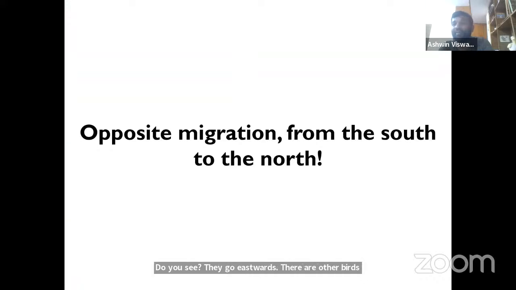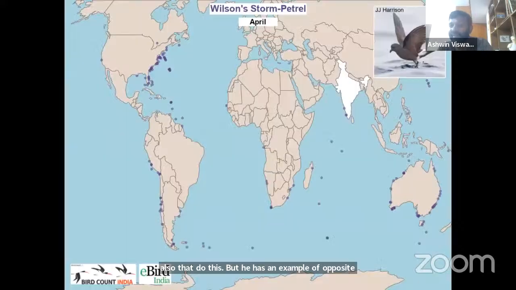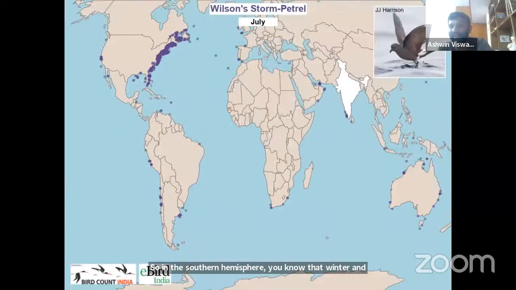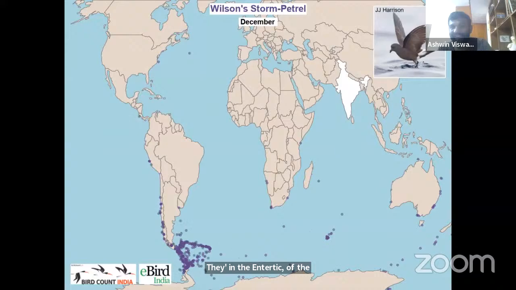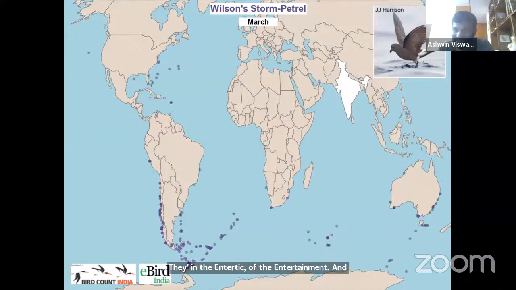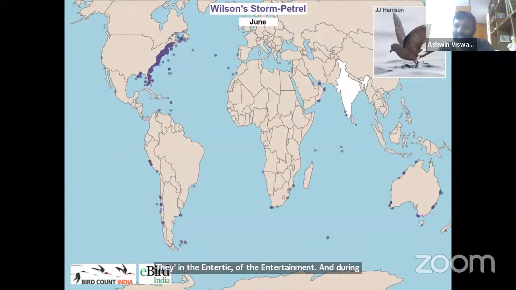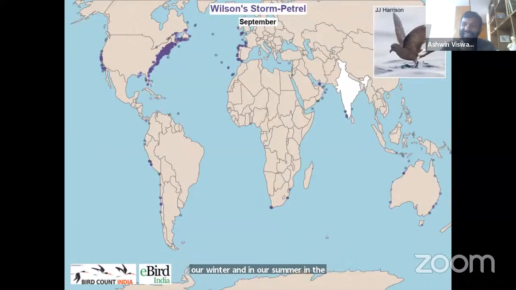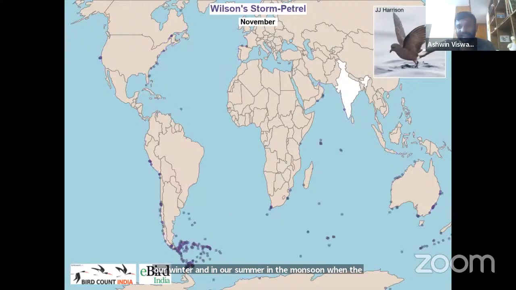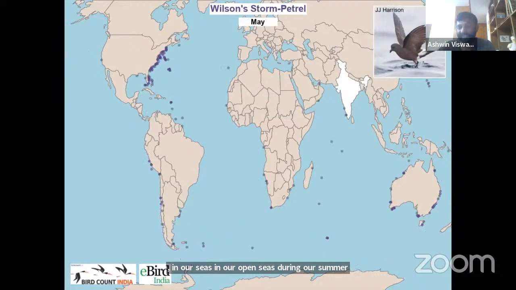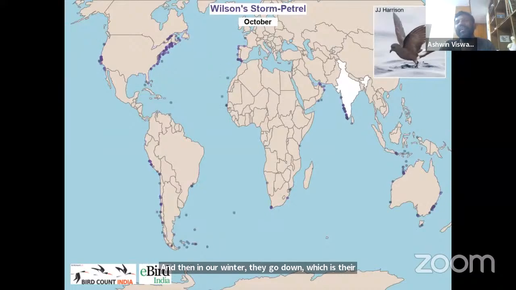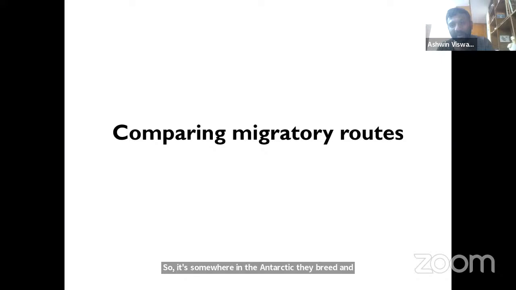But here's an example of opposite migration from the south to the north. In the southern hemisphere, you know that winter and summer is flipped. So what we have here is Wilson's storm petrel. They breed off the Antarctic islands. In our summer, in the monsoon, when the waters are really choppy and crazy, they come to our open seas. And then in our winter, they go down, which is their summer. In the north, it's winter. In the south, it's summer. So summer in the Antarctic, they breed, and that's winter for us. So it's just interesting to think about.